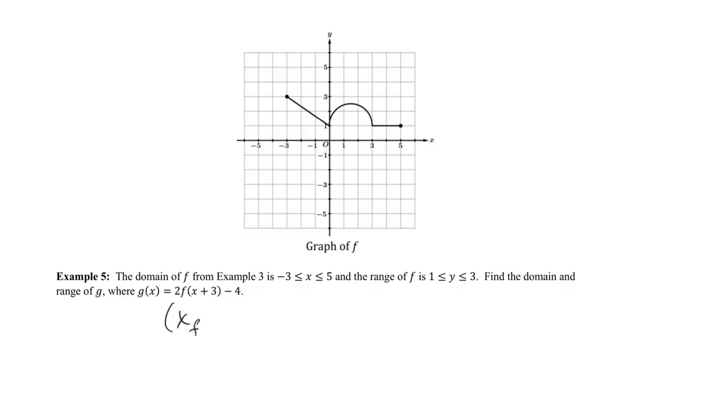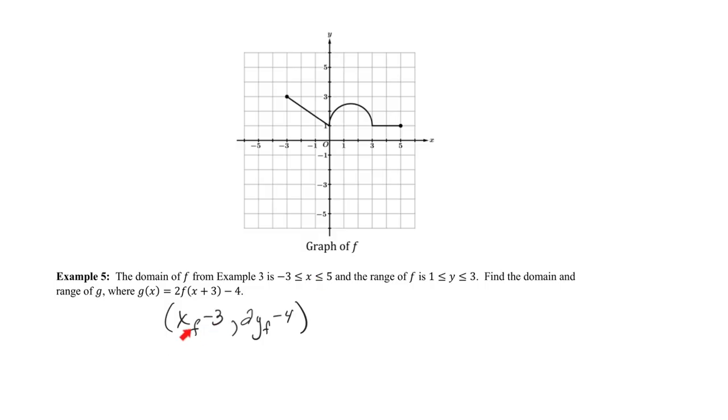Well, it's a plus 3, so it means we're shifting to the left. And what's happening to the y value? Well, it's being doubled. The y of f is being doubled, and then it's being subtracted by 4. So to do our domain and range, we don't really have to re-graph this and look at the graph. We can just look at our endpoints for the domain. You see, we have endpoints of negative 3 to 5.